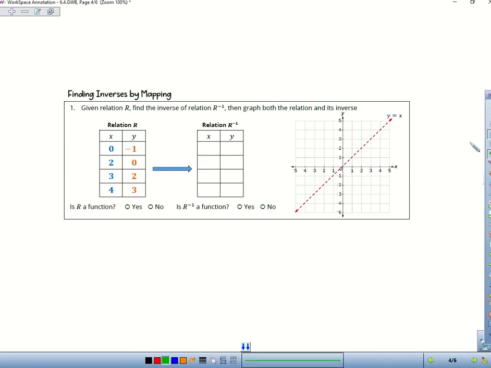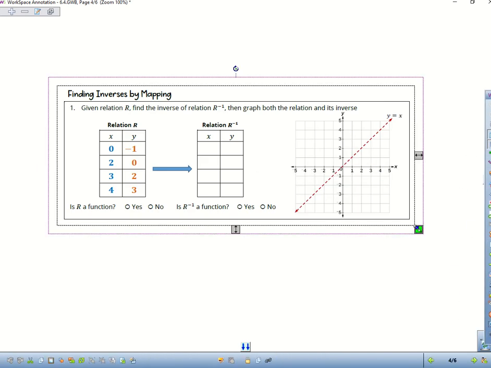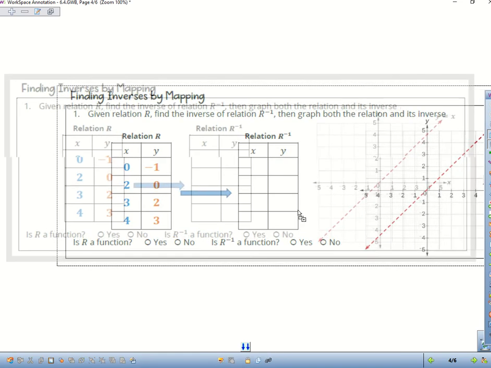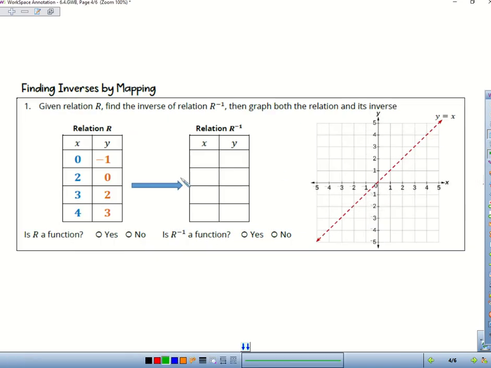So the easiest way you can find an inverse is by mapping. So we're going to be using a lot of mapping today. But first, let's just talk about the simple example of this. So we have a relation R given to us by these coordinates. Now to find its inverse, all you have to do is make the y's the x's and make the x's the y's. Oops, that's wrong. I didn't even write it right. There we go. So it's going to look like that.